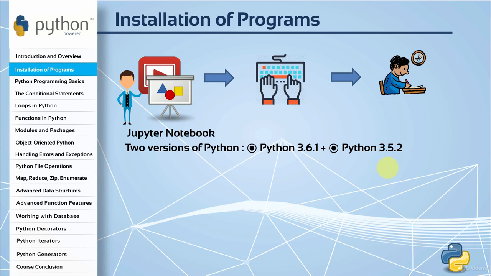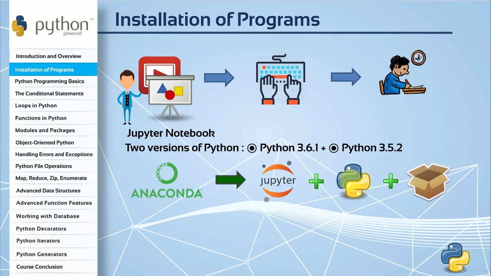So for this reason, we will install Jupyter Notebook with Python 3.6.1 and the other packages at once with the Anaconda distribution in this section. And in the next lecture, we will install Python 3.5.2. Of course, we will install this 3.5.2 version manually.